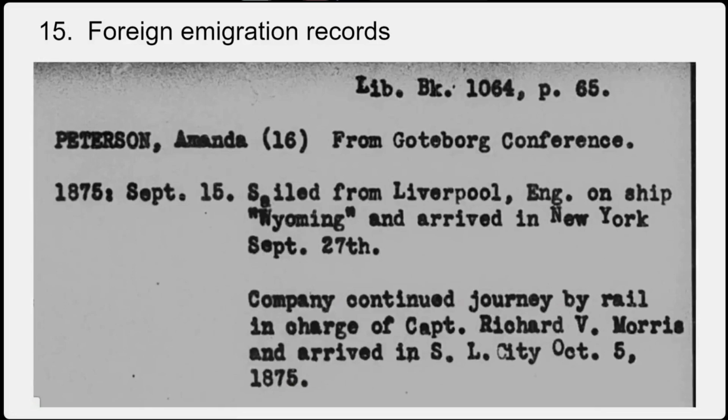The card on this slide is from FamilySearch's European Immigration Card Index, 1849 through 1925. Amanda Peterson sailed from Liverpool, England on 15 September 1875 aboard the ship Wyoming, arrived in New York on September 27th, then traveled to Salt Lake City by train, arriving on 5th October 1875.